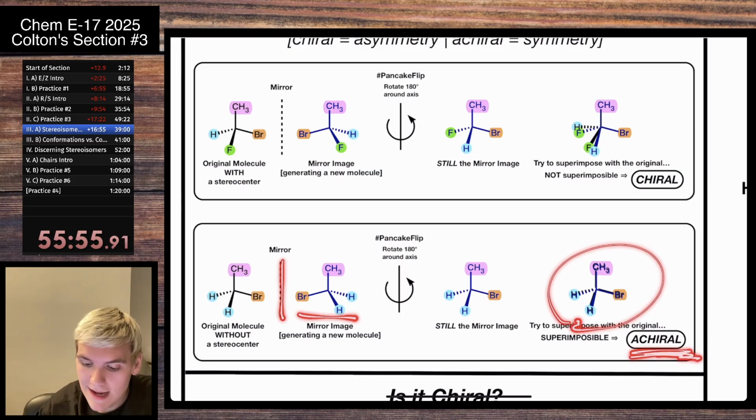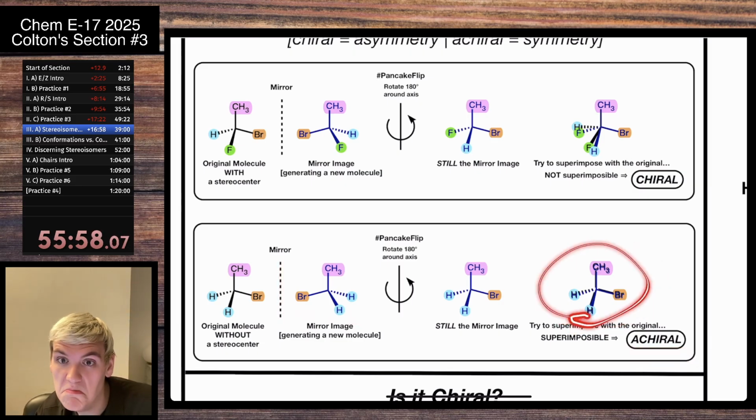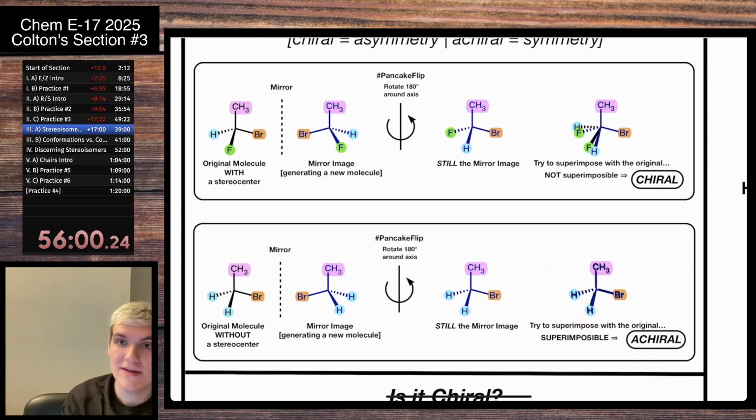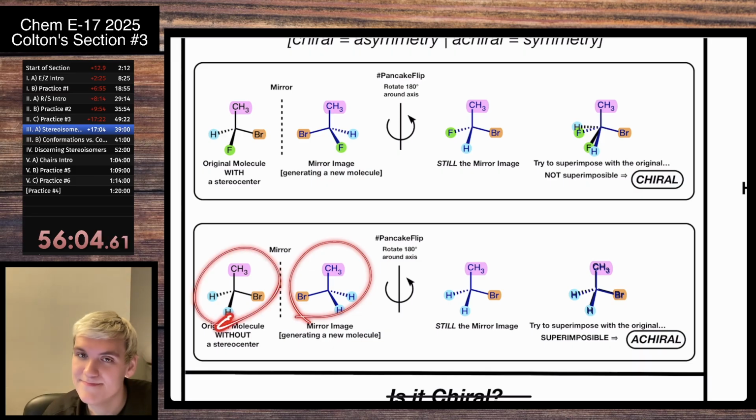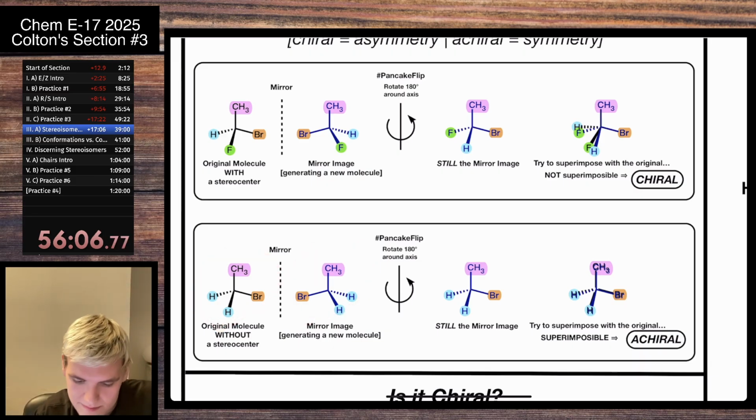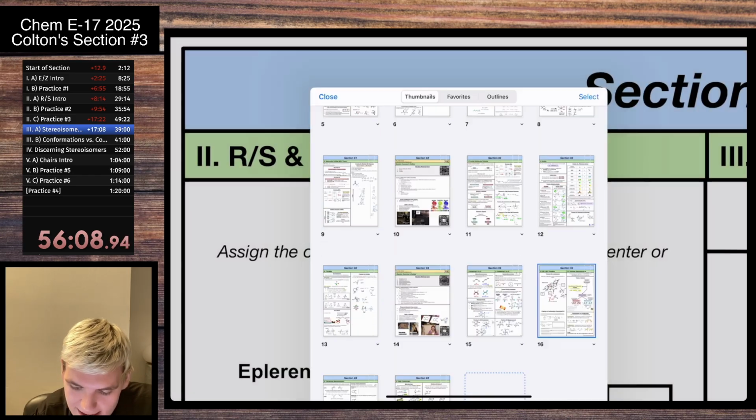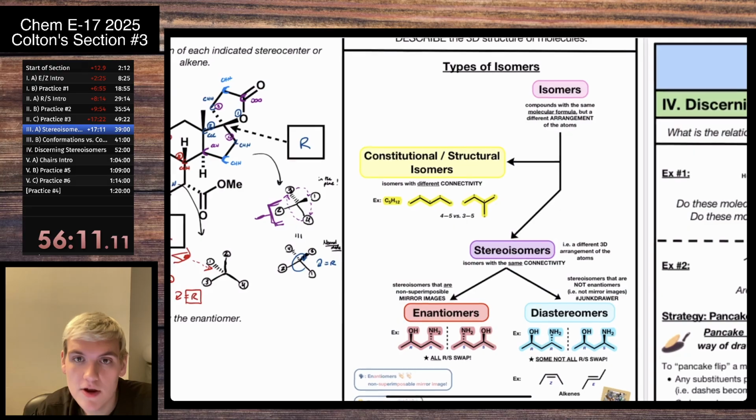But moreover, it's the exact same molecule because we can perfectly overlap it. So this and this are the same thing. Okay, so that is our tree of all of our isomer terms.